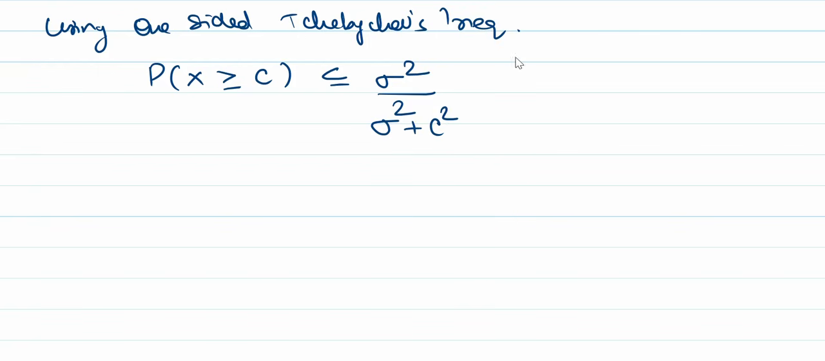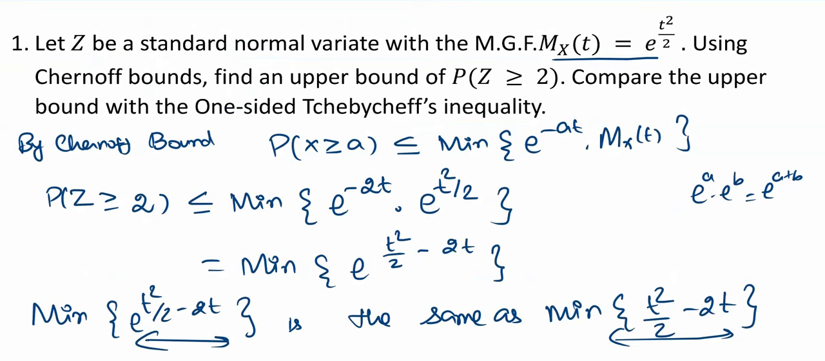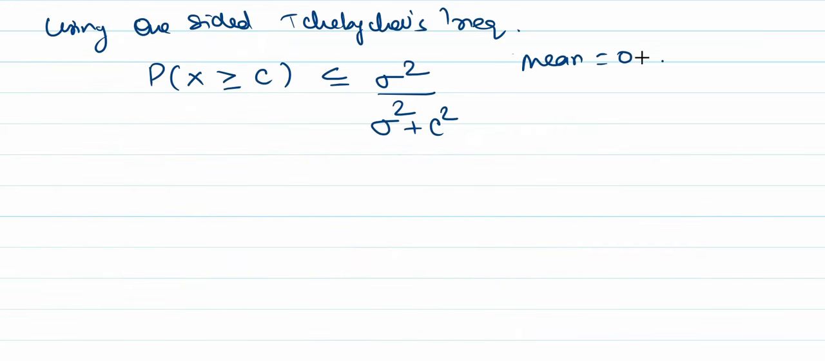So using the one-sided Chebyshev's inequality, what do we know? We have probability of x greater than or equal to c is less than or equal to sigma square divided by sigma square plus c square, and this will work when the mean happens to be equal to 0. Do we have the mean equal to 0? Yes, obviously. When z is a standard normal variate, the mean is going to be 0 and the variance is going to be equal to 1. So N of 0, 1.